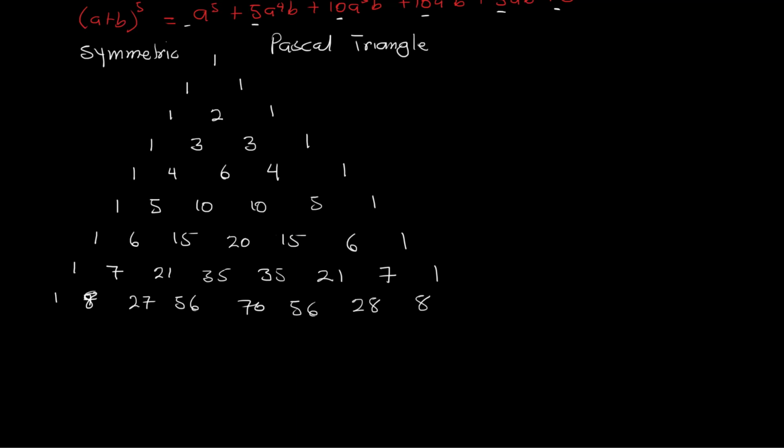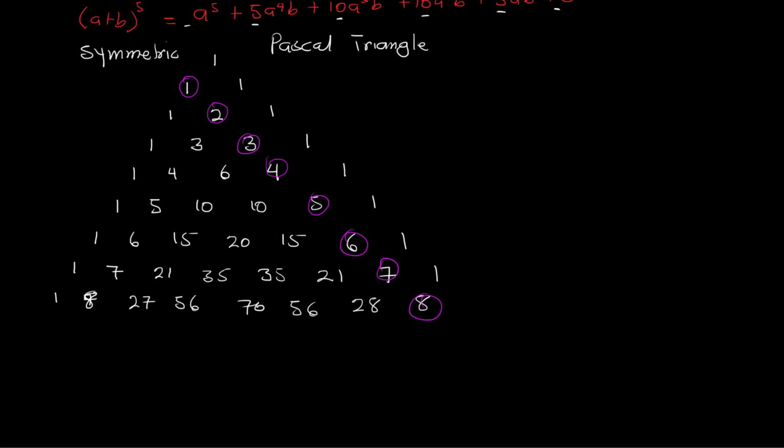And they give us the coefficients to the expansion of the binomial terms. But before we go on, I want to show some interesting features of the Pascal triangle. On the Pascal triangle, if we look here, we see that we have 1, we have 2, we have 3, 4, 5, 6, 7, 8, and it goes on.